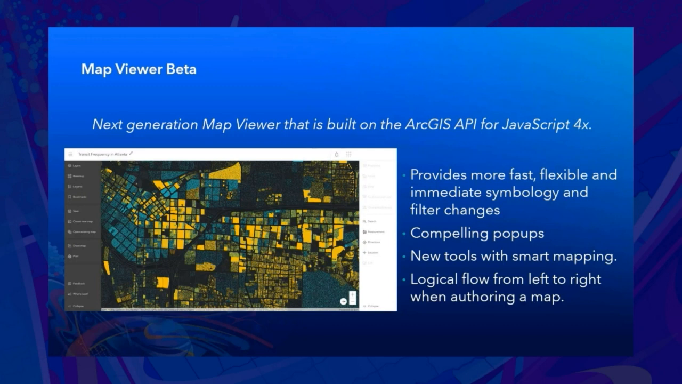Besides the redesigned user interface, the Next-Gen Map Viewer offers plenty of new features. This Next-Gen Map Viewer is based off of JavaScript 4.x. These new features include symbology and pop-ups, and filters that update instantly when you modify them in your web map. You can print map layouts from the map viewer with more flexibility, including scale and DPI options.